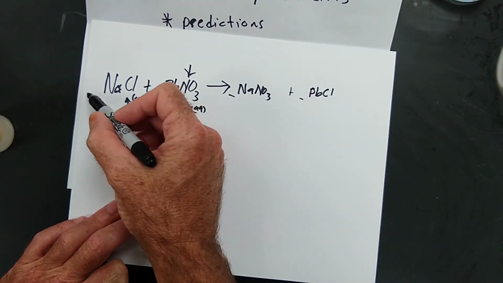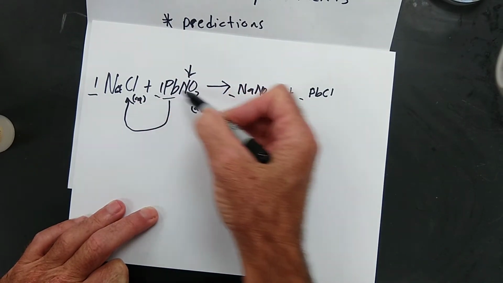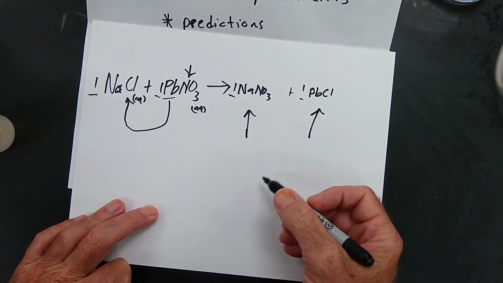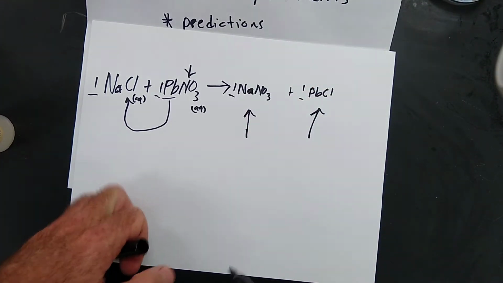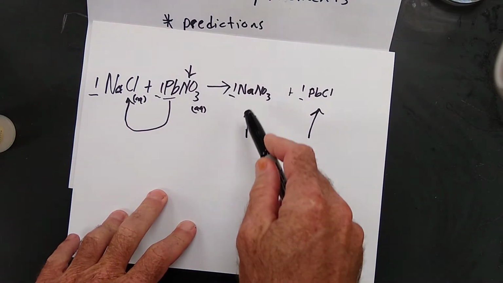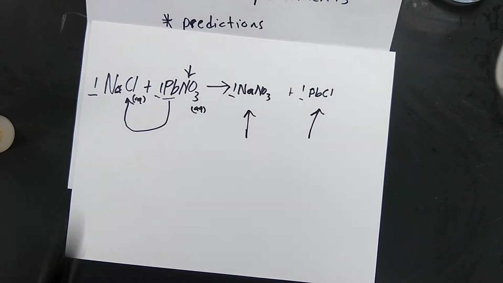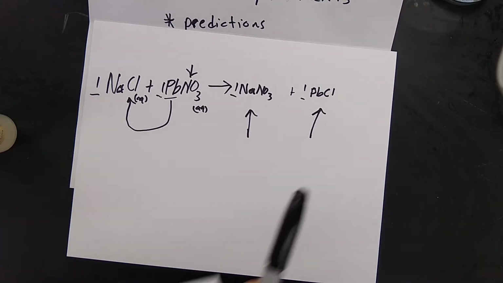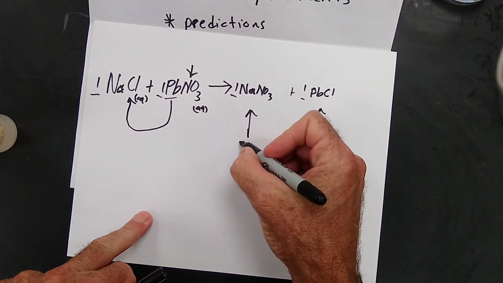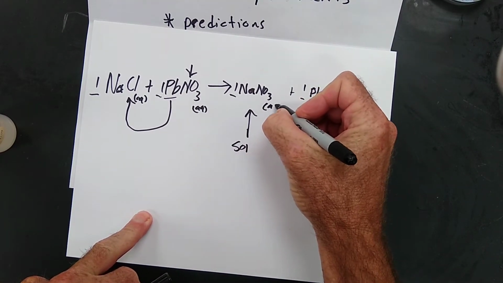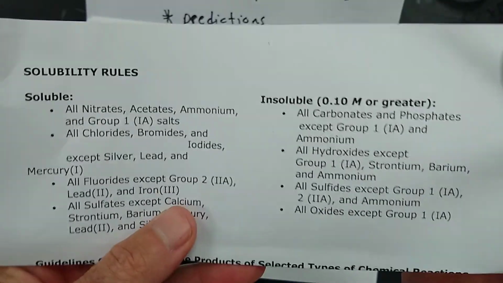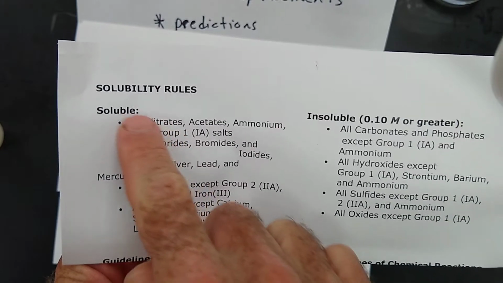Now we're going to balance this, and guess what? It's 1, 1, 1, 1. Now, let's look at our two new chemical compounds and see if either one of them is insoluble. The first one we look at is sodium nitrate. Looking at the top of page 6, I want you to tell me if sodium nitrate is soluble or insoluble. Correct. It is soluble. And since it's soluble, we label it aqueous. Sodium nitrate, it says it right here. Sorry about the jiggling. All nitrates are soluble.